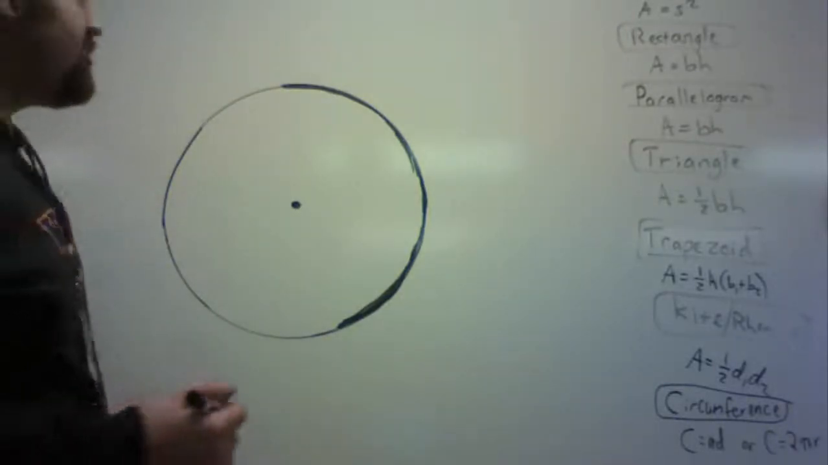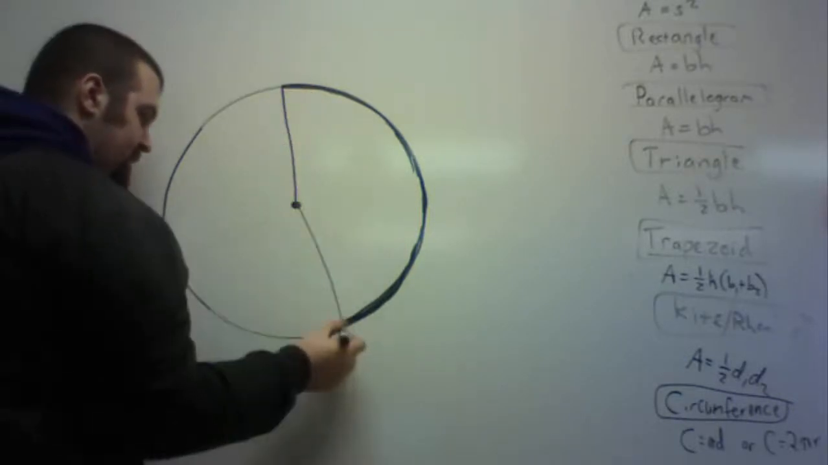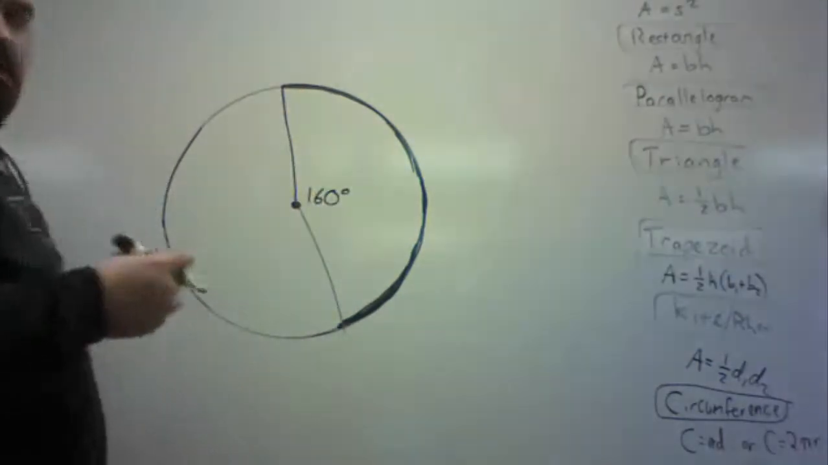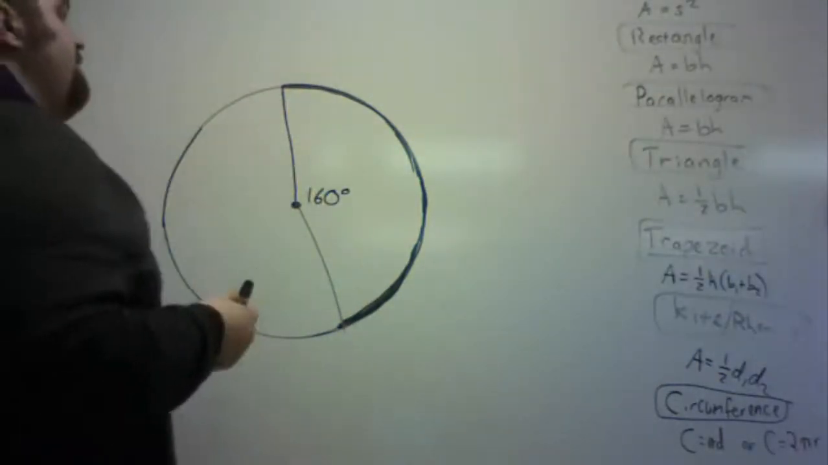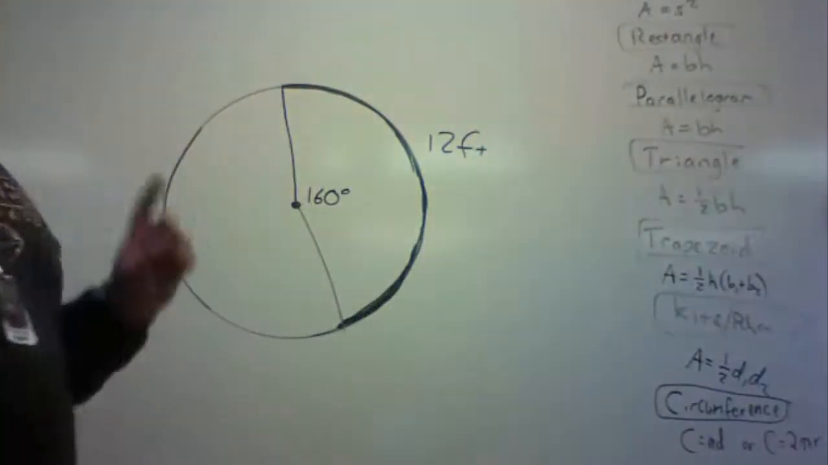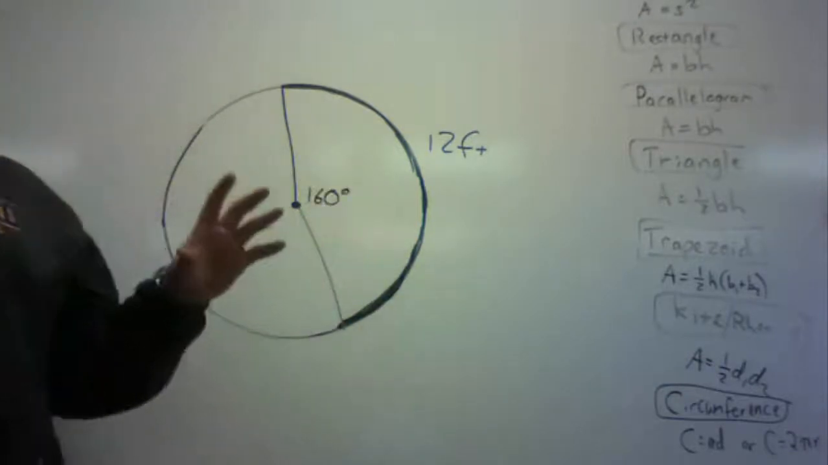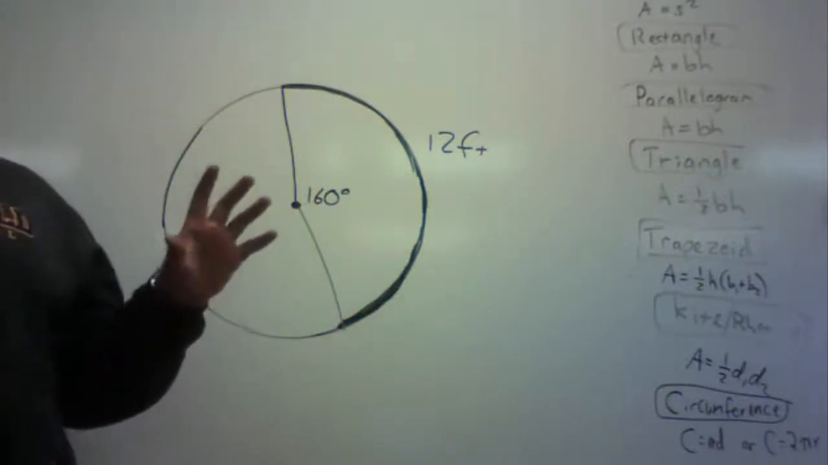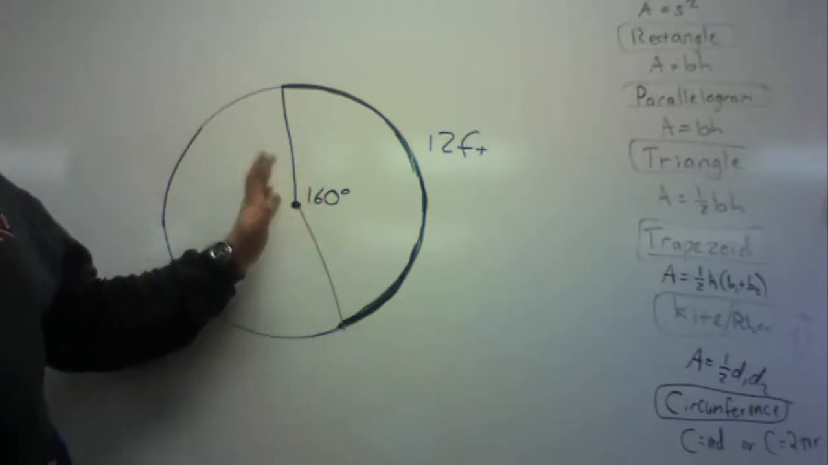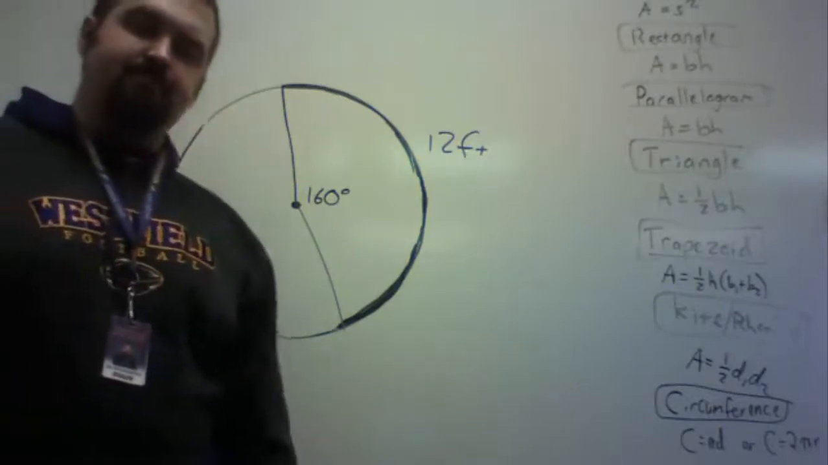The measure of that arc would be the measure of the central angle. So for instance, if this was 160 degrees, that's the measure. But if I was talking about the arc length, it might be 12 feet. So arc measure is different than arc length. Arc length is the actual length that's measured in meters, feet, inches. Arc measure is measured in degrees, and that's the degree of the central angle.